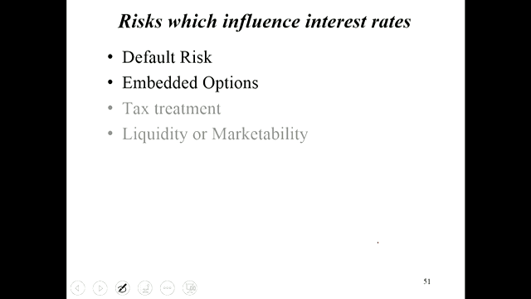So these are the ones we're going to look at. We're going to look at default risk and embedded options. Those are the two we're going to look at. There's two others that are quite important. The tax treatment, although in New Zealand we don't have much variation in tax treatment. Overseas, this can be quite important. And then, of course, the liquidity or the marketability is also quite an important risk to take account of as well.